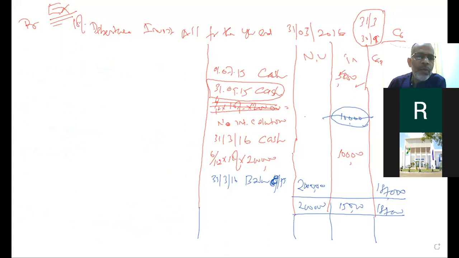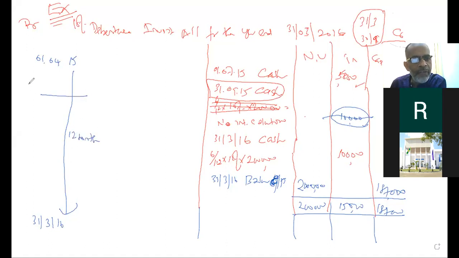Look, your accounting period started on 1st April 2015 and runs to 31st March 2016. Entirely how many months? 12 months. We made the investment on 1st July 2015. Can you ask for the interest for the whole period? No, sir. You can ask for the interest for this period only, which is 9 months.